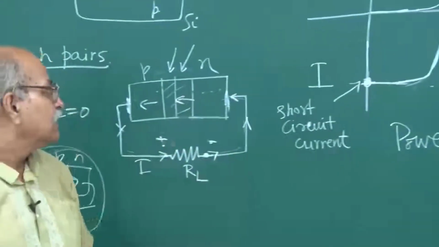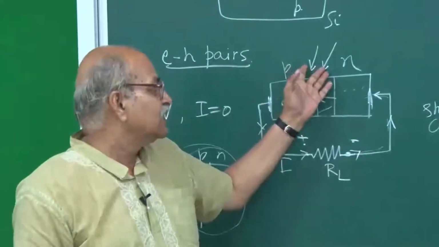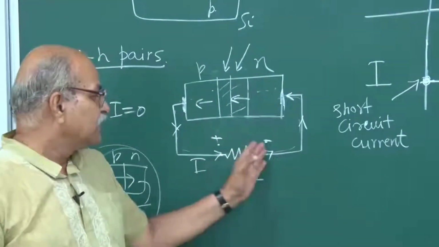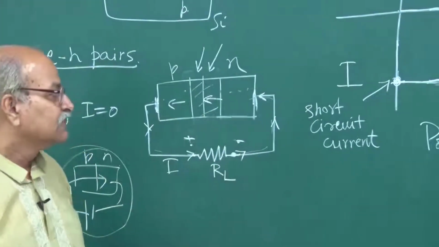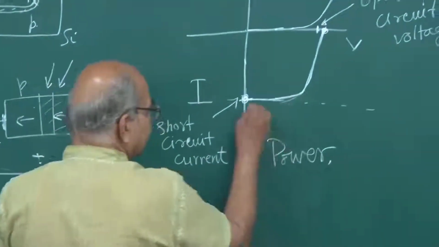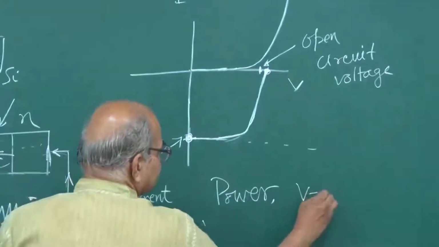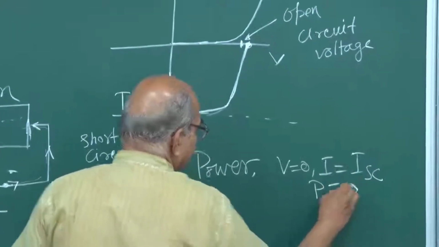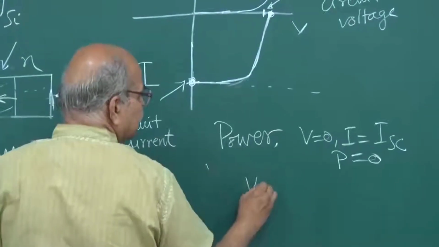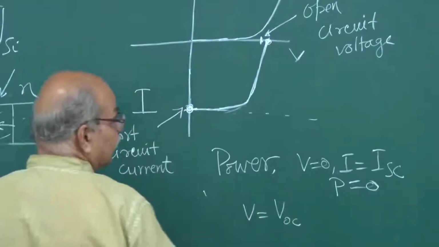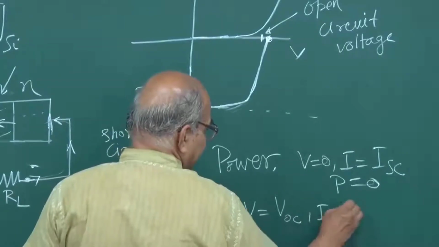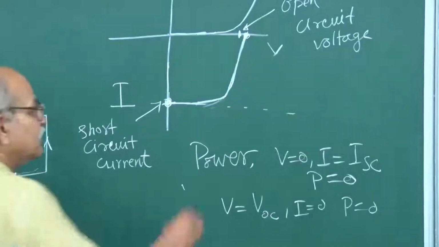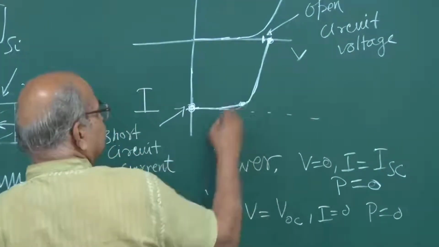So, we have light, normally sunlight, falling on it, and then we put some load here, so that we get some potential difference, we get some current, and so there is power. In this case, when V is 0 and I is equal to I short circuit, power is 0. V into I is 0. When V is equal to open circuit voltage and current is 0, in that case also power is 0. So, power will maximize somewhere else, and normally it maximizes somewhere near this bend.